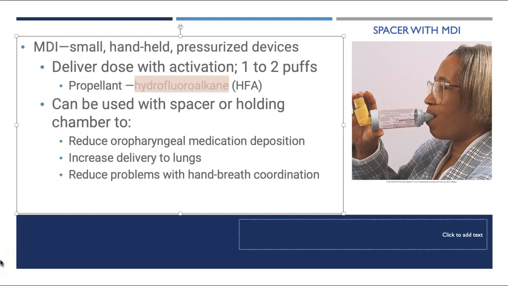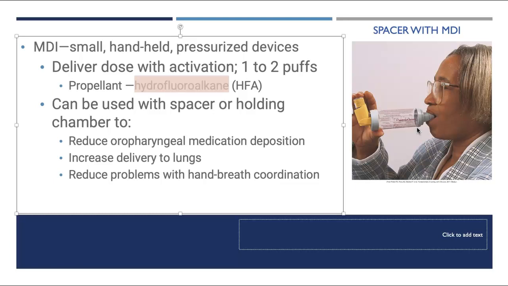MDI, it is a metered dose inhaler, and this is what it looks like. That can be your albuterol or ipratropium. It does have a propellant that helps to get it out, and it can be used with this spacer. And so notice this spacer. The spacer helps to reduce the oropharyngeal medication deposit, actually meaning less of it on your tongue or in your mouth. Therefore, it's increasing the delivery into the patient's lungs.